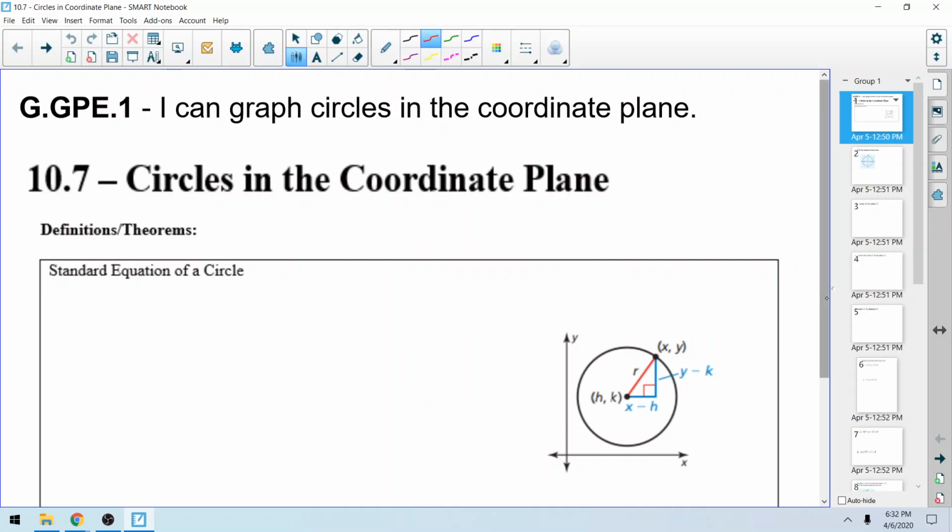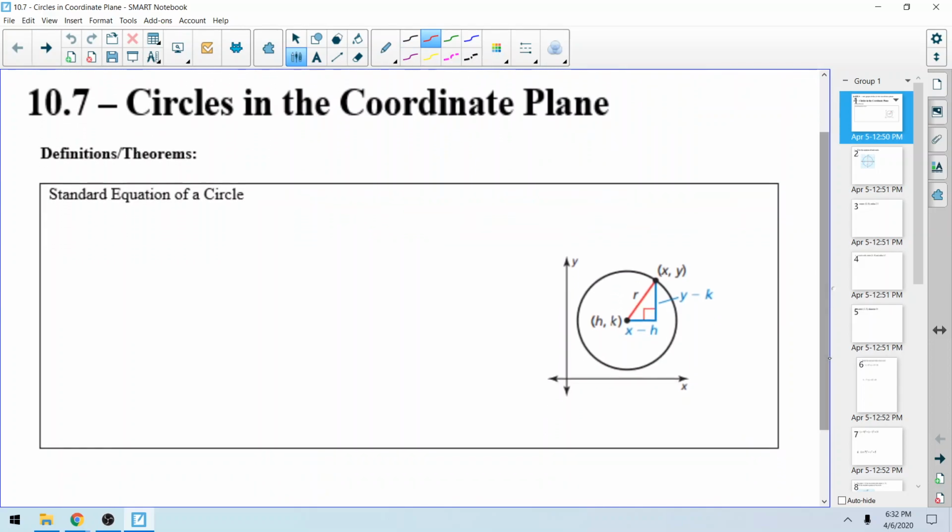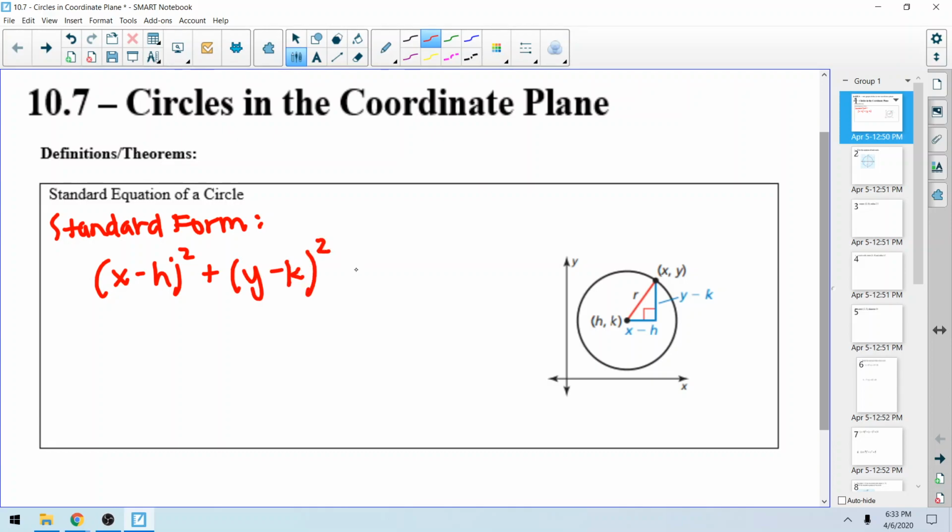Now, starting out definitions and theorems, and really this is our only definition and theorem for this, the standard equation of a circle. So first of all, we have standard form. Just like if you think back to quadratics, remember standard form is ax squared plus bx plus c equals 0. You always have to put the x squared first, the x in the middle, and then the constant term at the end. Well, when you're doing a circle, it also has a standard form. A circle, though, looks a little bit different, and it's going to look like this. (x minus h) squared plus (y minus k) squared equals r squared.